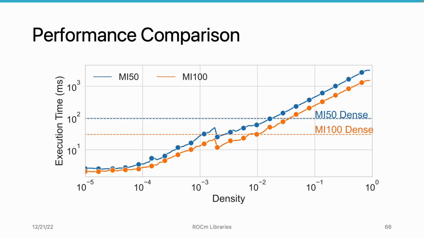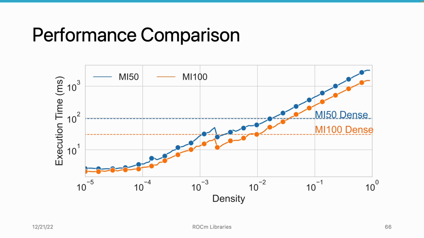No matter if you have 0 or non-zeros, MI50 and MI100 will deliver the same performance regardless of the density. But the rocSPARSE library will deliver a different performance. And this density is in log scale. So for example, 10 to the power of minus 2 is 1% of density. That means 1% of elements are not 0.